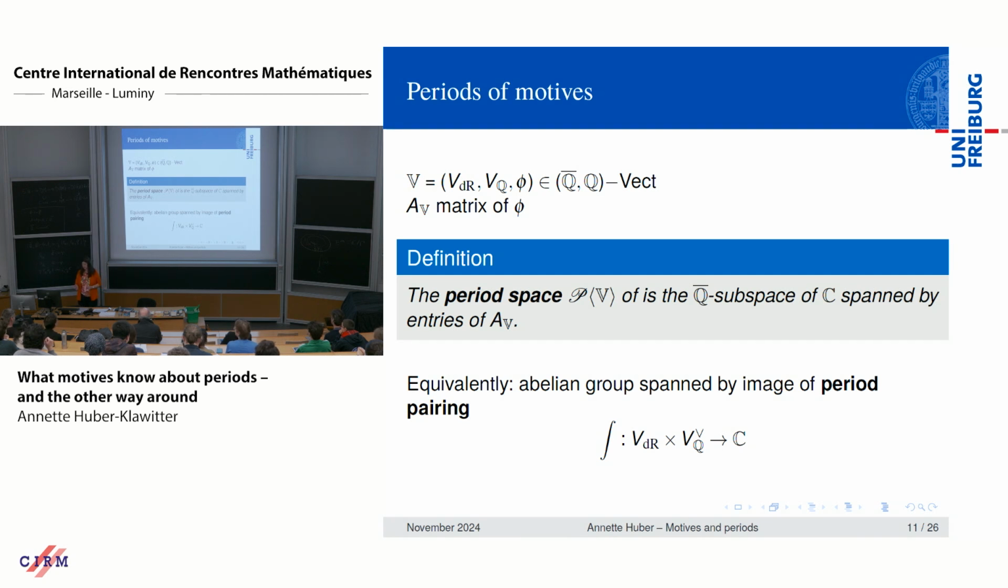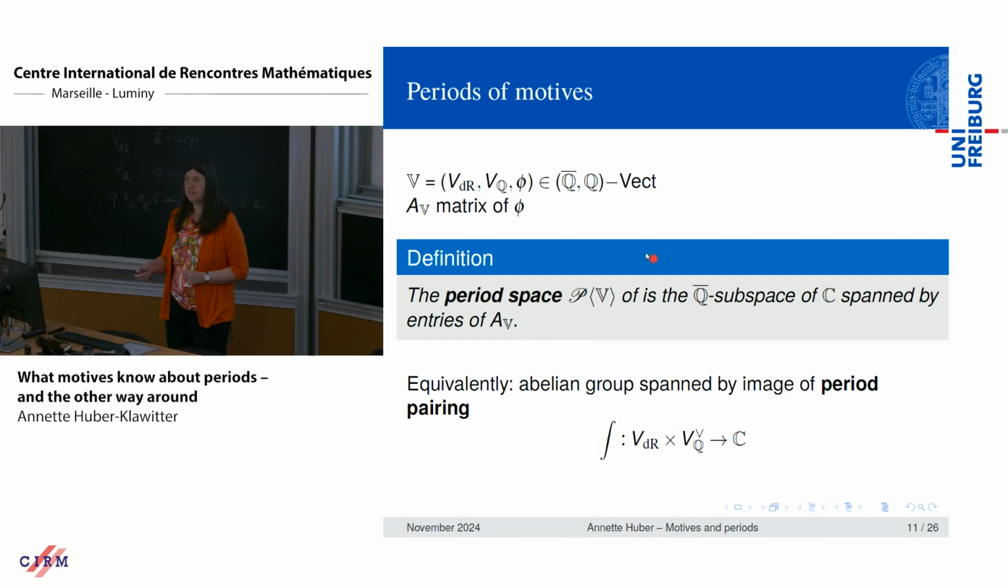So instead of looking at the vector space spanned by the entries of the matrix, you can look at the vector space spanned by the image of this bilinear map. Exercise: the image of a bilinear map is not a vector space. Not every tensor is an elementary tensor. That's the statement. But if you take the abelian group spanned by it, then it becomes a vector space. And I want my periods to be vector spaces. So I'm looking at the abelian group.